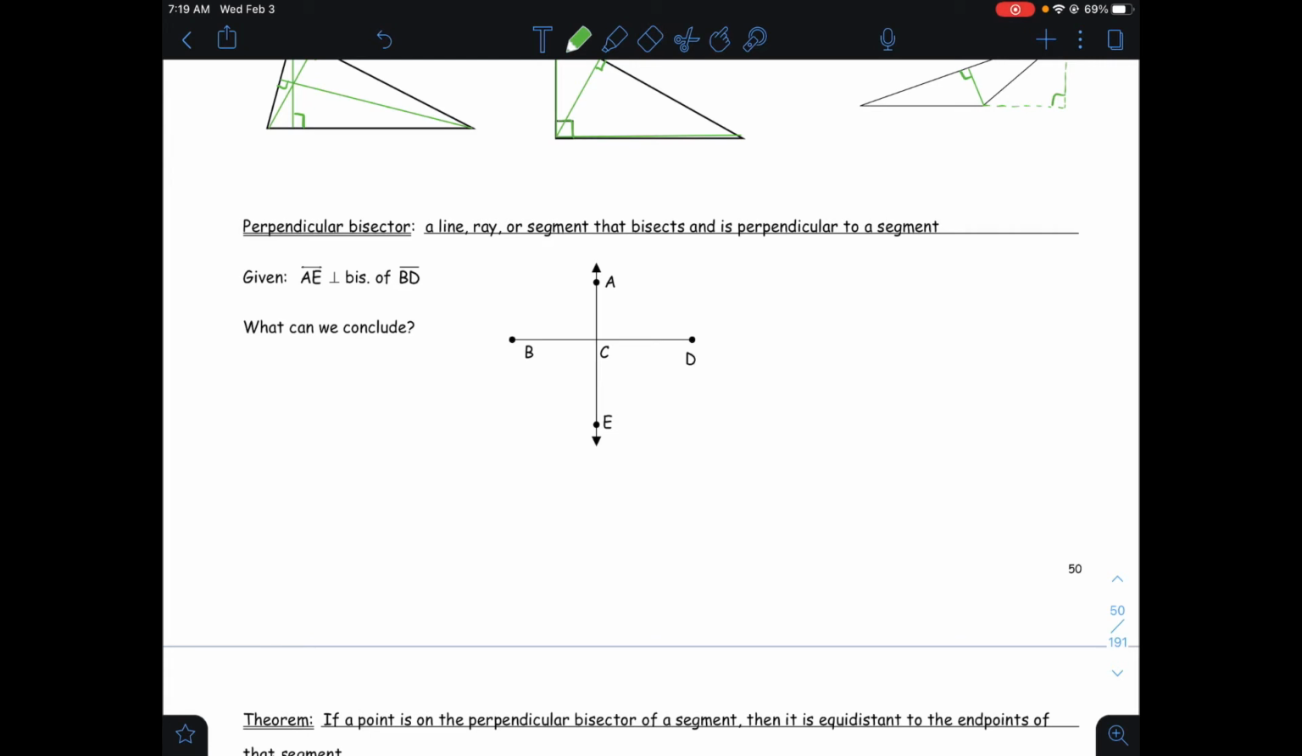So here it says that AE, this one here, is a perpendicular bisector of BD. All right. So this implies a lot of things. This implies that that is a right angle. And then since it bisects BD, it implies that BC is congruent to CD. Now, one thing we cannot conclude.